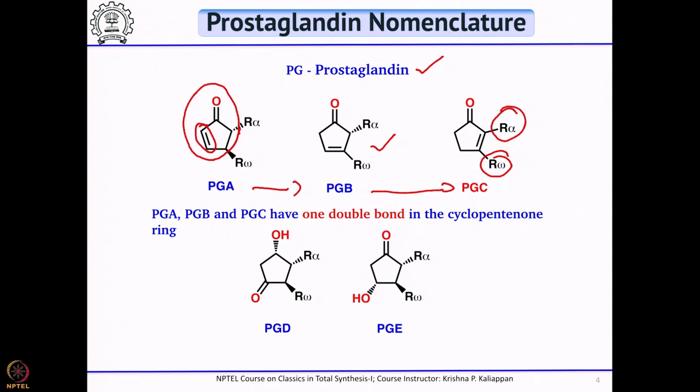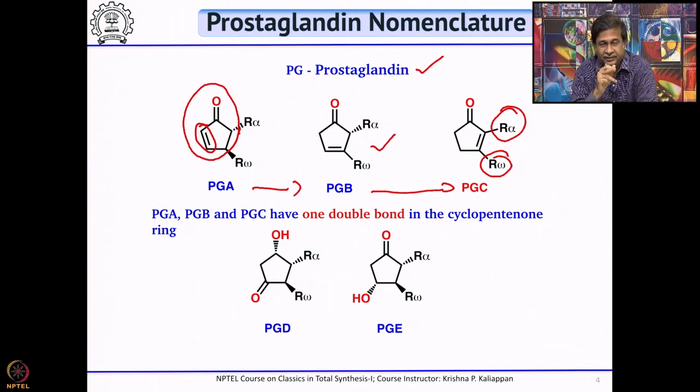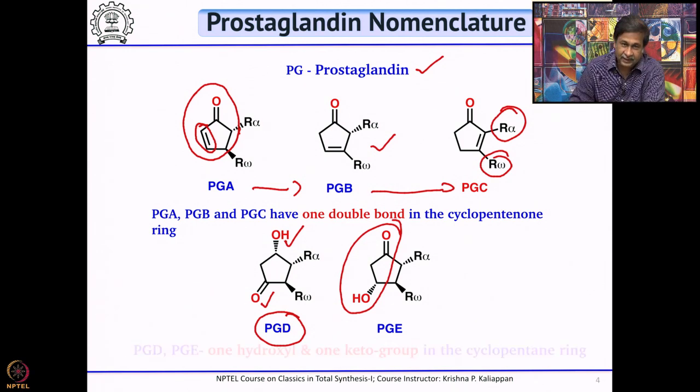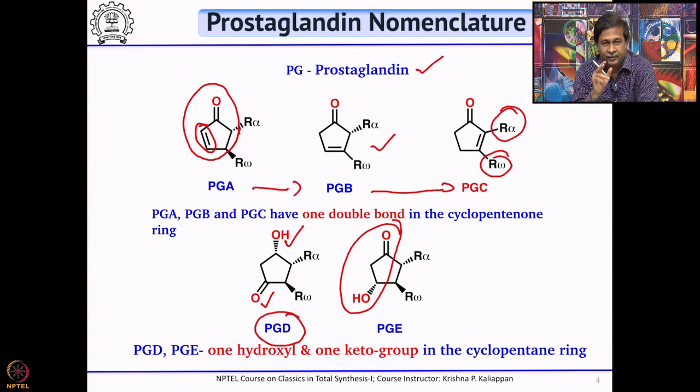Then what are D and E? Here, the double bond is replaced. You don't have a double bond. Instead, you have a hydroxyl group, and it is a beta hydroxy, which means it is like an aldol. It is a beta hydroxy ketone. If the ketone is here and the hydroxyl is there, then it is PGD. If it is opposite, then this is called PGE. PGA, PGB, PGC have a cyclopentenone. PGD and PGE have one hydroxyl and one ketone. We can call it a beta hydroxy ketone or aldol in the cyclopentane ring. Still, the two side chains are intact.